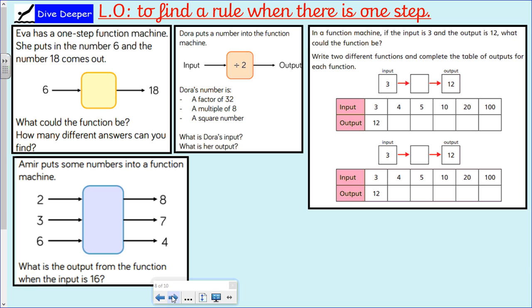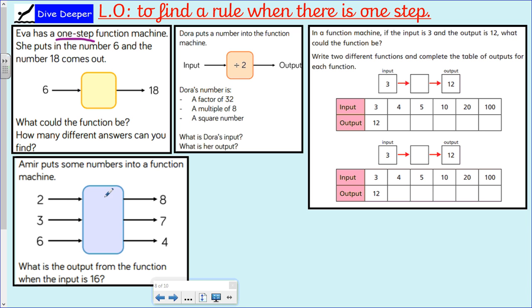Just briefly I'll show you dive deeper as well. There are 4 tasks today. It would be awesome if you could have a go at least 1 or 2 of them, everyone. Eva has a 1-step function machine. She puts in the number 6 and 18 comes out. What could the function be? And is there more than one different answer? It's only a 1-step function machine, so it can only be one thing, but see if you could work out different ways of doing it. That would be a nice one to have a go at.